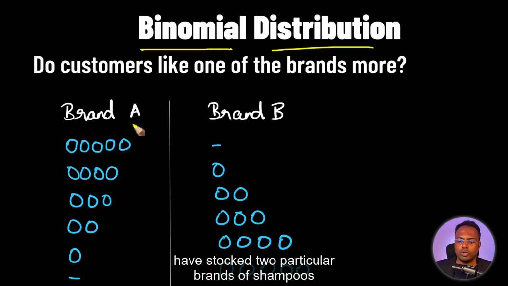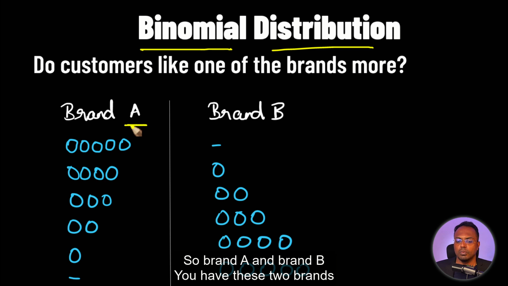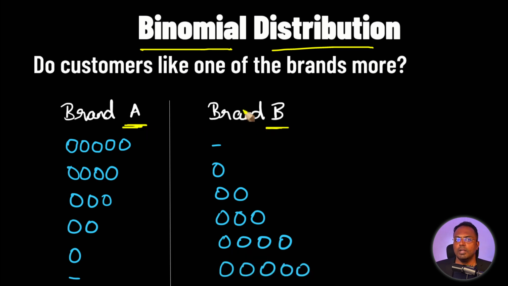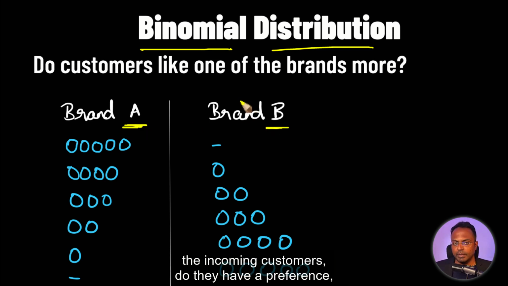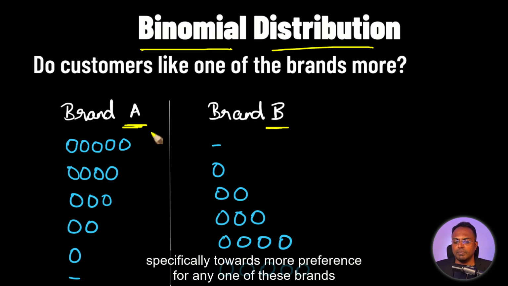Now, to understand this, we will assume that you are an owner of a retail store and you have stocked two particular brands of shampoos. So, brand A and brand B. You have these two brands. What we want to know is whether the incoming customers have a preference towards any one of these brands, right?